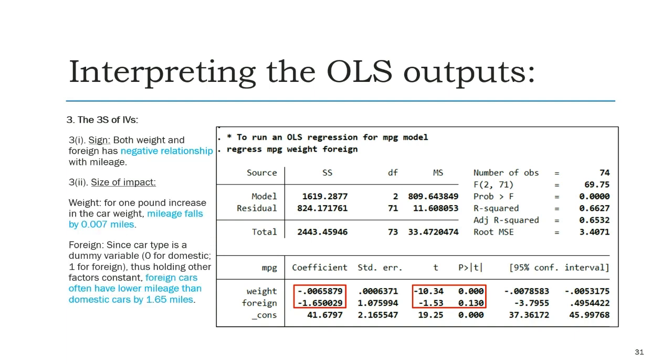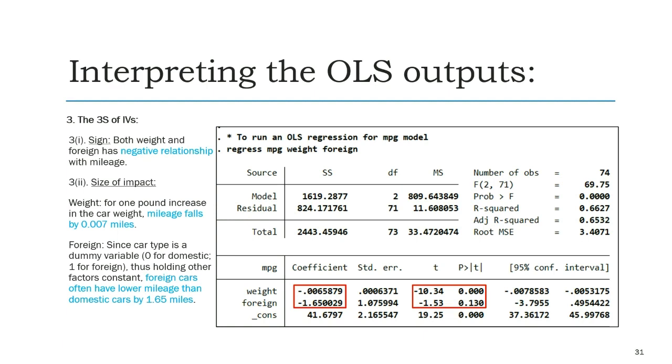The second S is size of impact. We can see that for weight, it has a coefficient of negative 0.007. It means for 1 pound increase in the car weight, mileage will fall by 0.007 miles. This is because they have a negative relationship. 1 pound increase in the car weight will cause the mileage to fall by around 0.007 miles.